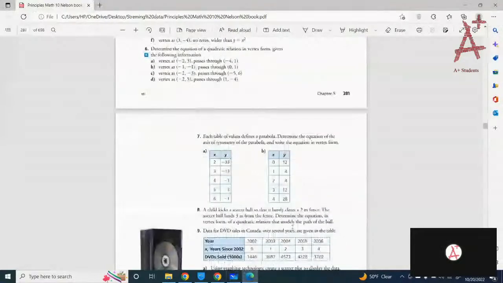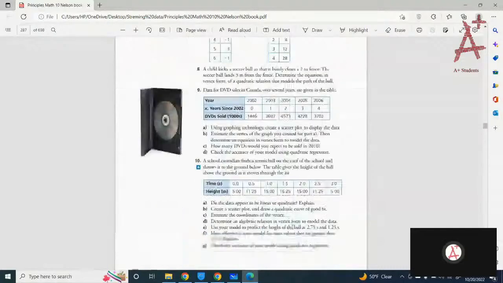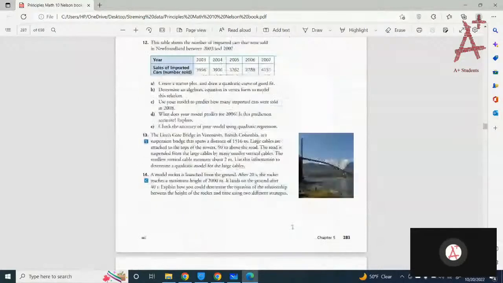Okay, let's do question number 7. Okay, you can do the rest of the questions by yourself. They are exactly the same as what I did on the board.